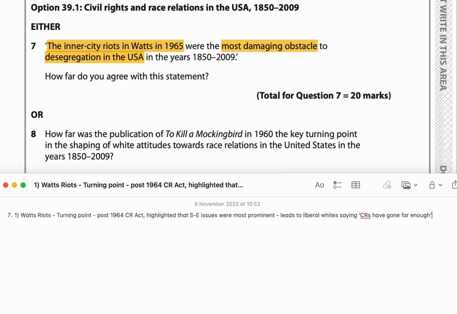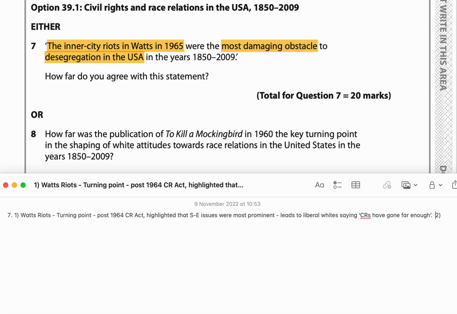Also, in a paragraph you could say that this was down to white flight and the growth of ghettos, and it's a symptom of those issues. However, I think it's pretty clear to see that the most significant obstacle to desegregation was actually other things.